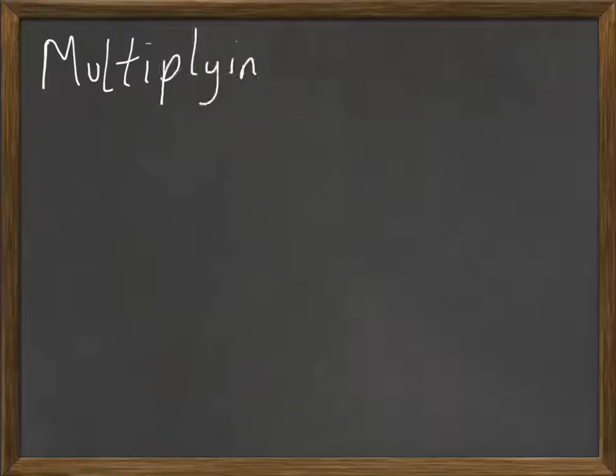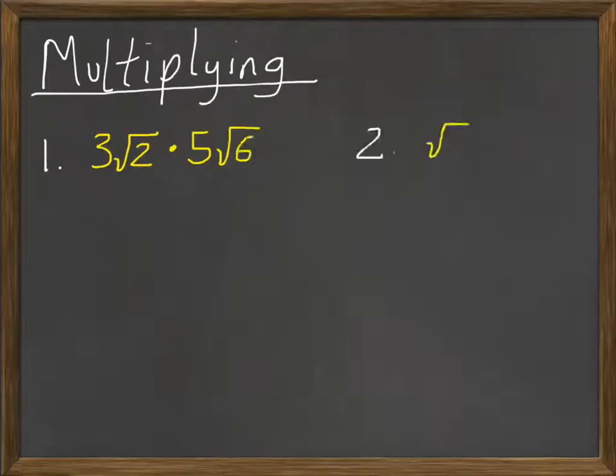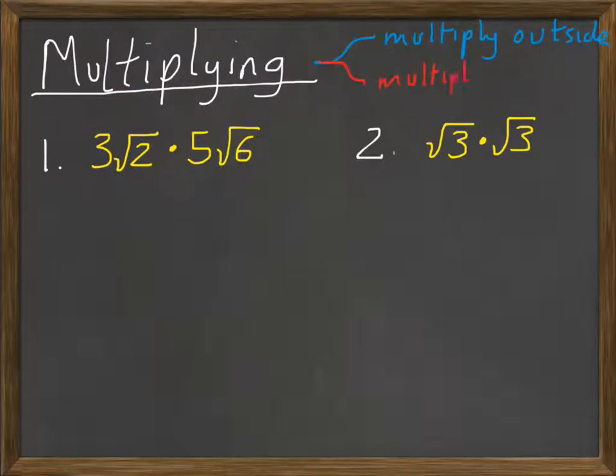We're going to multiply in these two examples here. The way you multiply square root expressions is you multiply the numbers that are outside and you multiply the numbers that are inside. You don't multiply them together, you don't mix the two. In this first example we have 3 square root of 2 times 5 square root of 6.